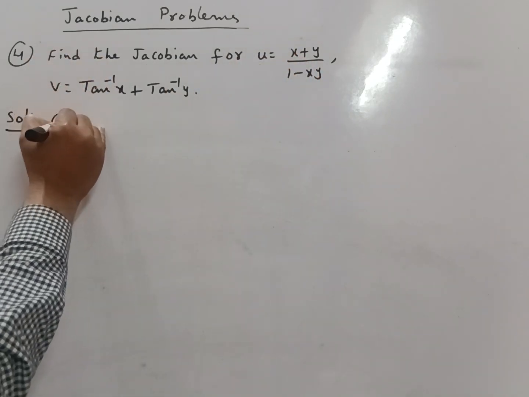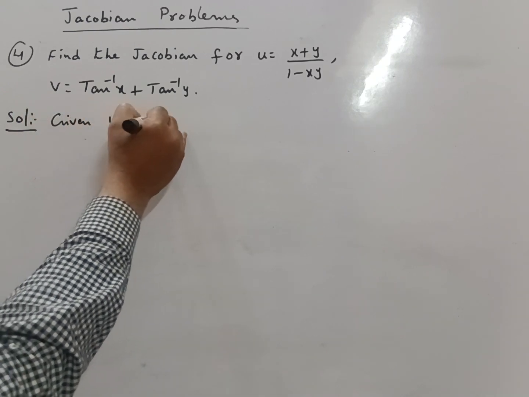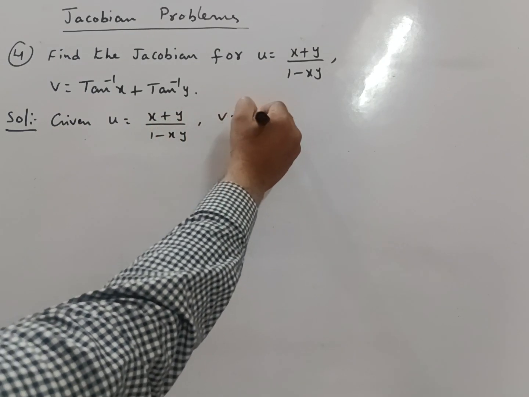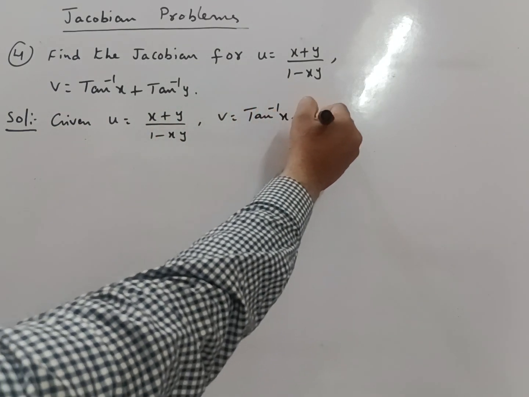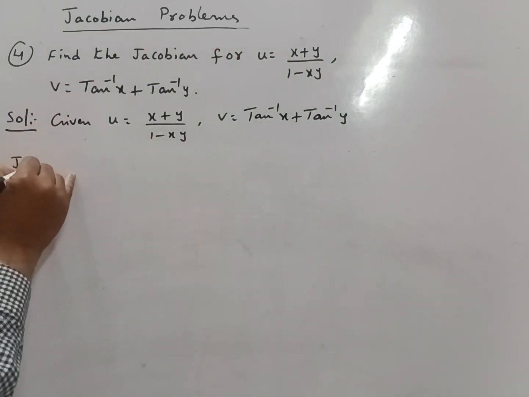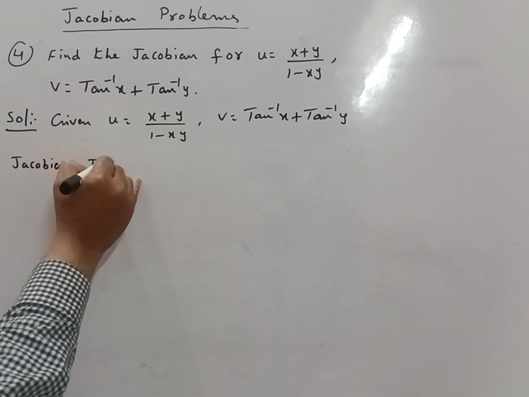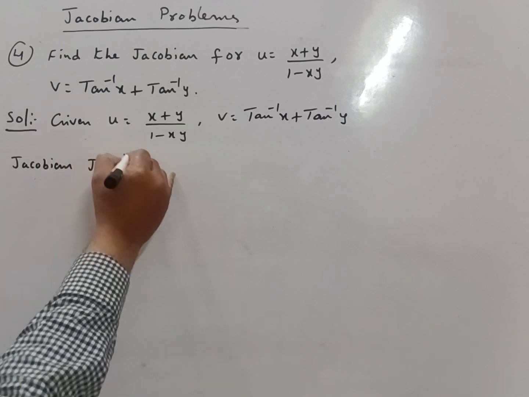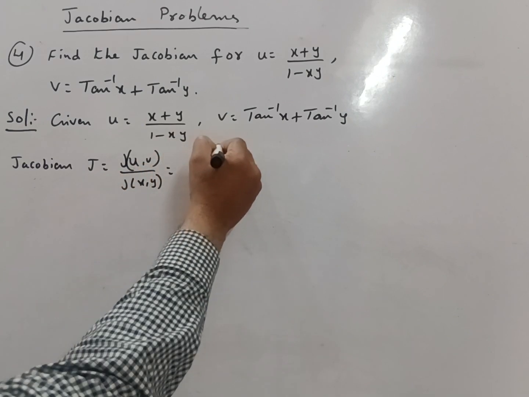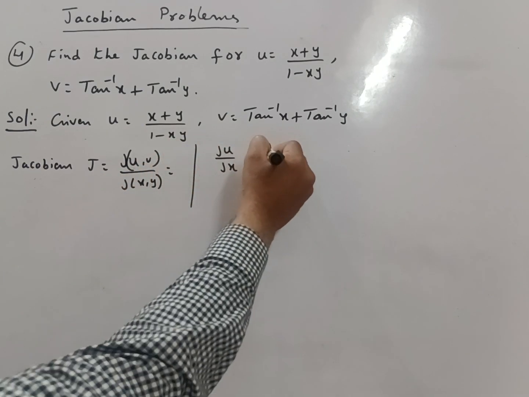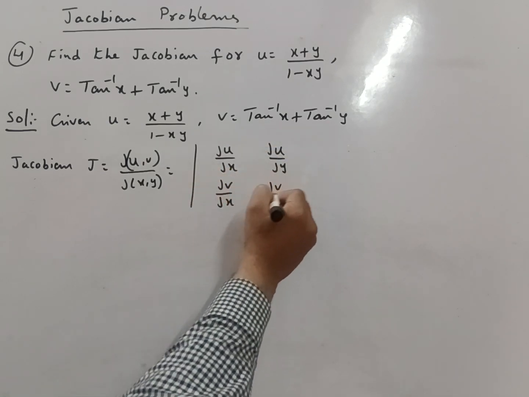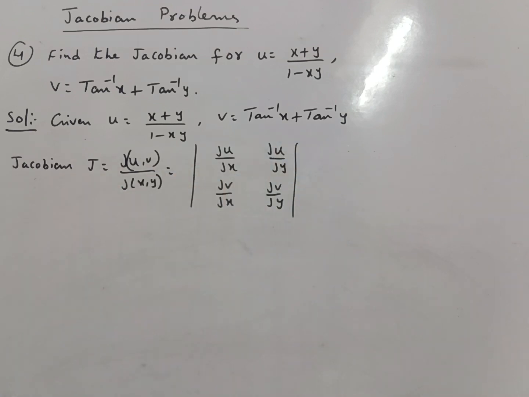So the solution: given u is equal to (x plus y) by (1 minus xy), v is equal to tan inverse x plus tan inverse y. Correct. So what we have to find? The Jacobian J. What is the formula? Dou of (u, v) by dou of (x, y) is equal to the modulus of the determinant: dou u by dou x, dou u by dou y, dou v by dou x, dou v by dou y. This is the formula of the Jacobian.